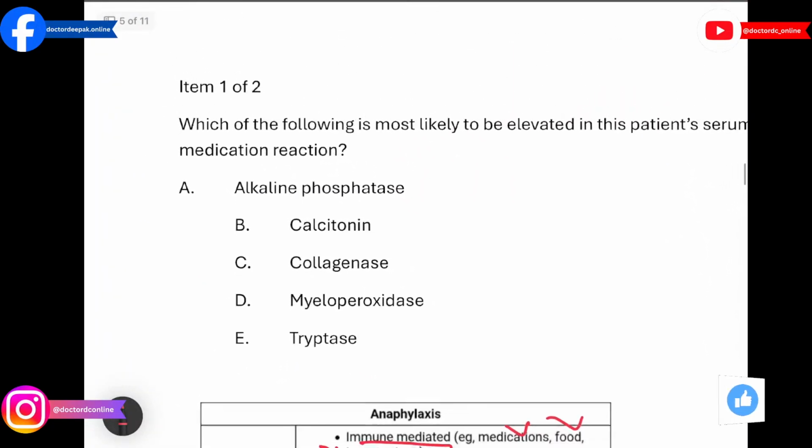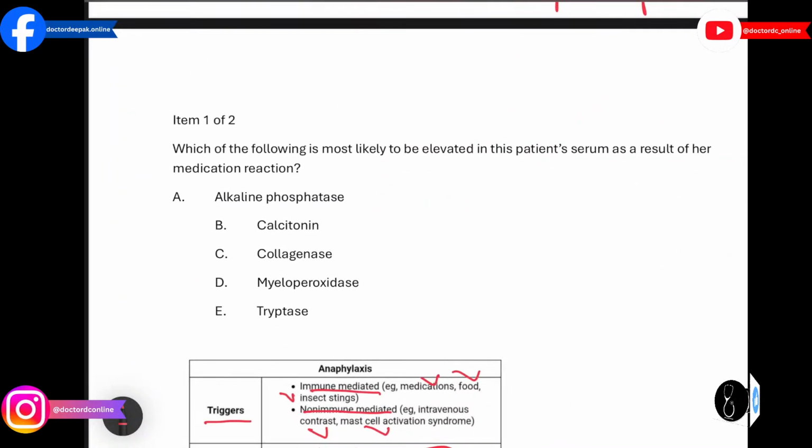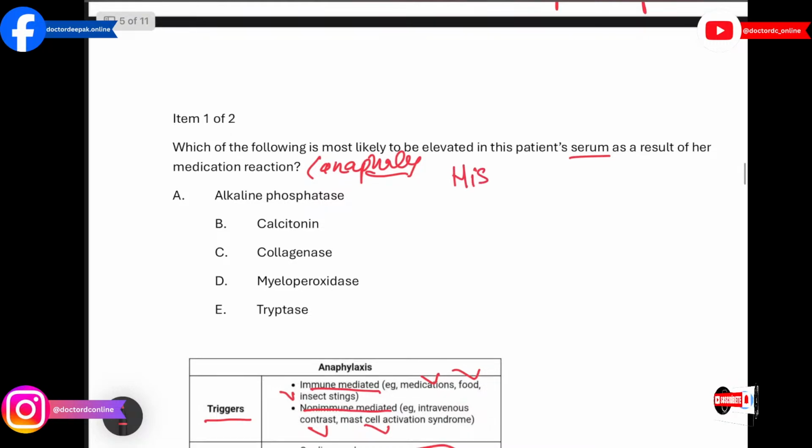Now to our question: which of the following is most likely to be elevated in the patient's serum as a result of a medication reaction? Due to an anaphylactic reaction, which of the following will be increased in the blood serum of the patient? Alkaline phosphatase, calcitonin, collagenase, myeloperoxidase, tryptase. It's so hard. So guess, because you normally know that in an anaphylactic reaction there will be an increase in histamine. But anaphylaxis results from the widespread degranulation of mast cells and basophils.